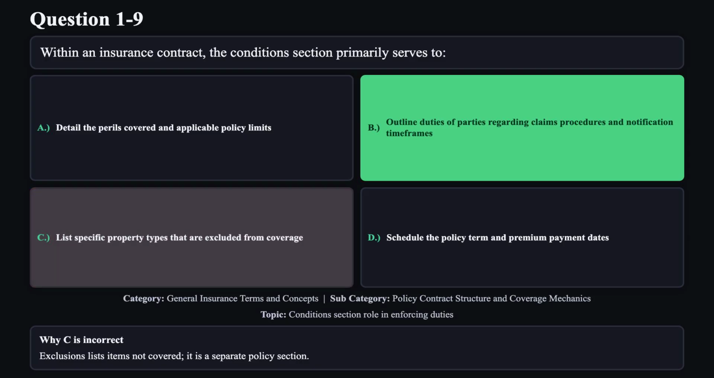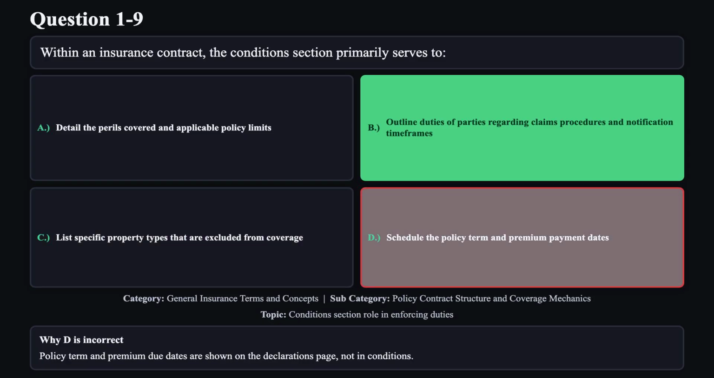Reason C is not correct. Exclusions list items not covered. It is a separate policy section. Reason D is not correct. Policy term and premium due dates are shown on the declarations page, not in conditions.